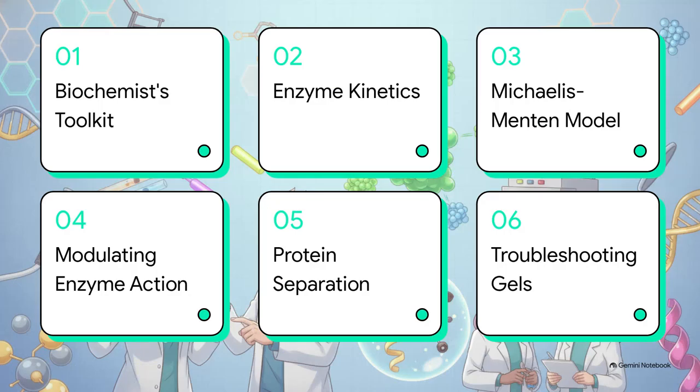Here is our roadmap for today. Section 1, the biochemist's toolkit. 2, enzyme kinetics and saturation. 3, the Michaelis-Menten equation. 4, modulating enzyme activity. 5, protein separation via SDS-PAGE. And finally, Section 6, running and troubleshooting gels. Let's get right into it.